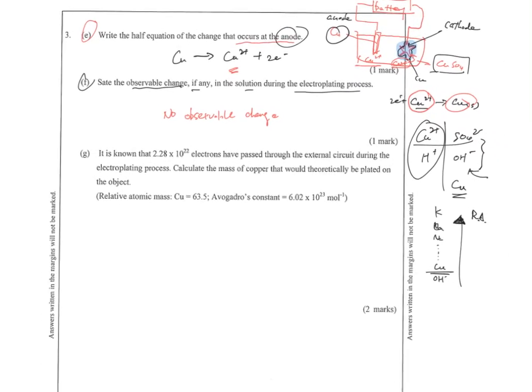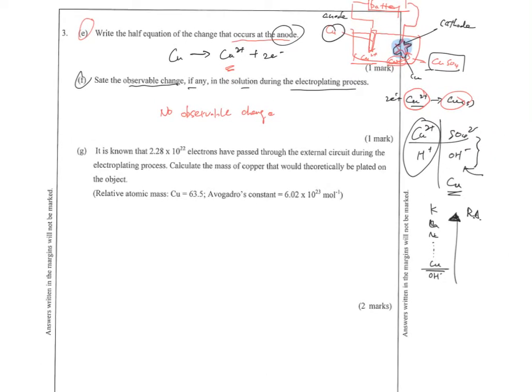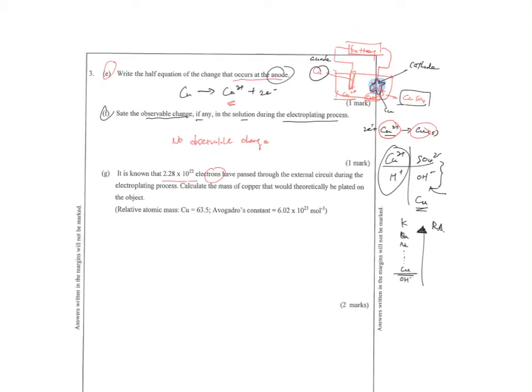Then part G. This is related to the calculation, but this calculation is quite strange, so it's difficult for the students. It's known that a certain number of electrons have passed through the external circuit during the electroplating process. Calculate the mass of copper that would theoretically be plated on the object. That means it asks you the mass of copper that will be coated on the object.